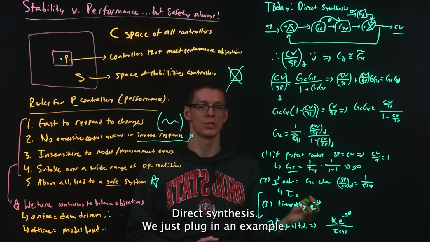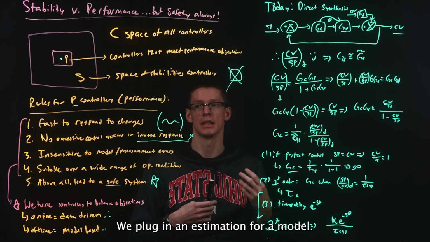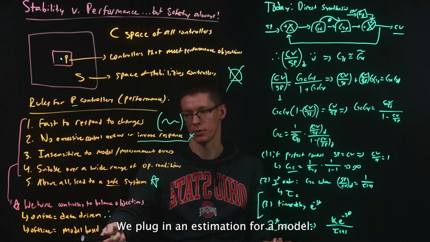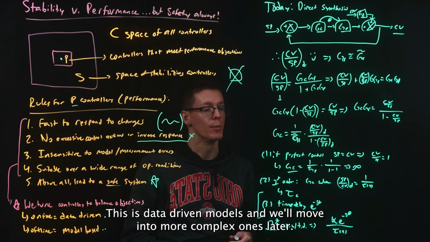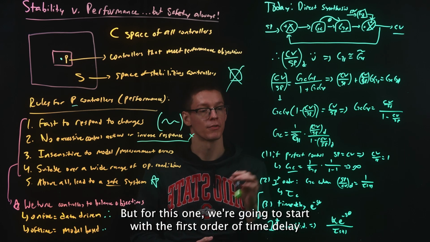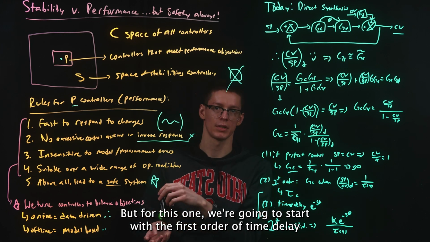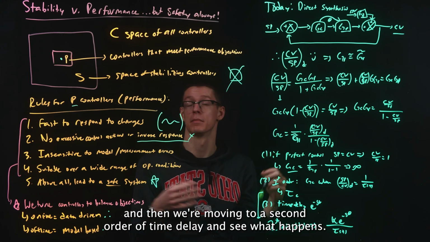Direct synthesis, we just plug in an example. We plug in an estimation for a model. This is definitely an offline model. This is data-driven models, and we'll move into more complex ones later. But for this one, we're going to start with the first order of time delay, and then we'll move into a second order of time delay and see what happens.